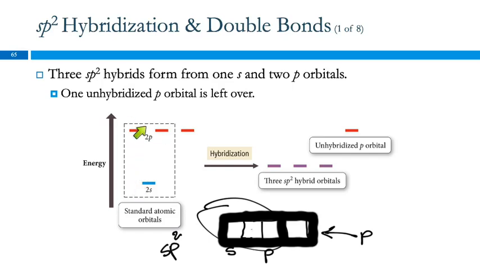So an s orbital and two p orbitals hybridize, making three degenerate equivalent orbitals that are in between the energies of the original ones. And then what about this guy? He's just sitting there, not changed. Okay? Any questions?